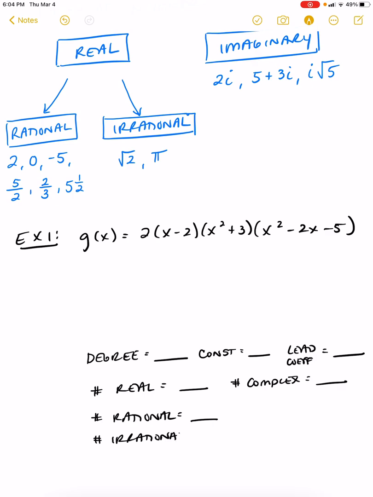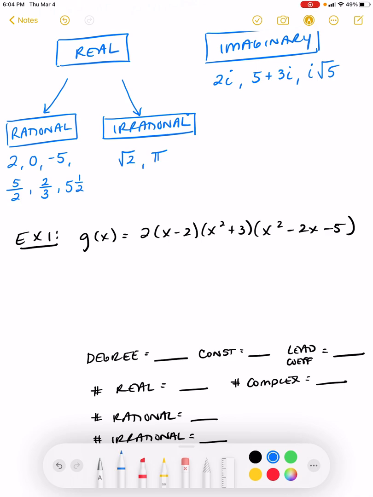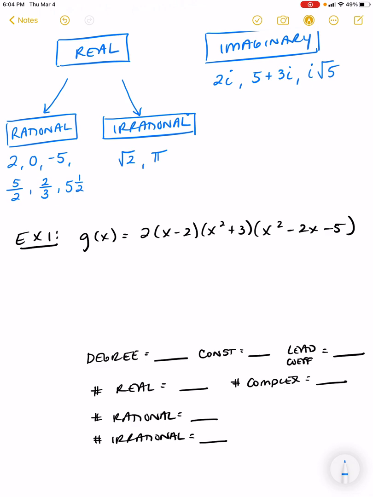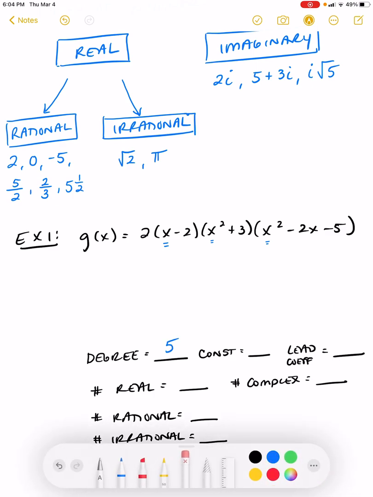Pause this if you need to and get this down, so it can become a fill in the blank. This is the template we're going to work through. Let's start with the degree. If we multiply this all together, I don't think we actually need to, but if we take an x times an x squared times another x squared, we end up with x to the 5th power. So this is a 5th degree polynomial.